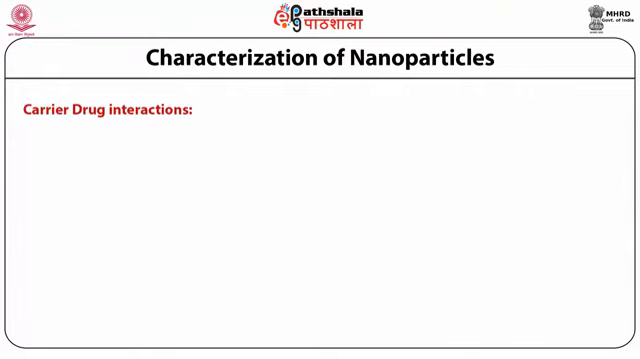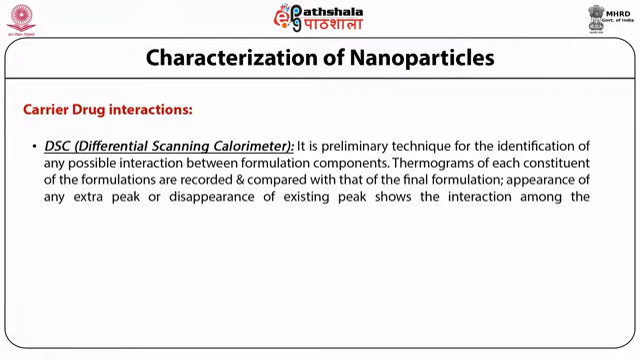Carrier drug interactions. Interaction studies of all the components of formulations are done by DSC, that is differential scanning calorimeter. It is a preliminary technique for the identification of any possible interaction between formulation components. Thermograms of each constituent of the formulations are recorded and compared with that of the final formulation. Appearance of any extra peak or disappearance of an existing peak shows the interaction among the components.